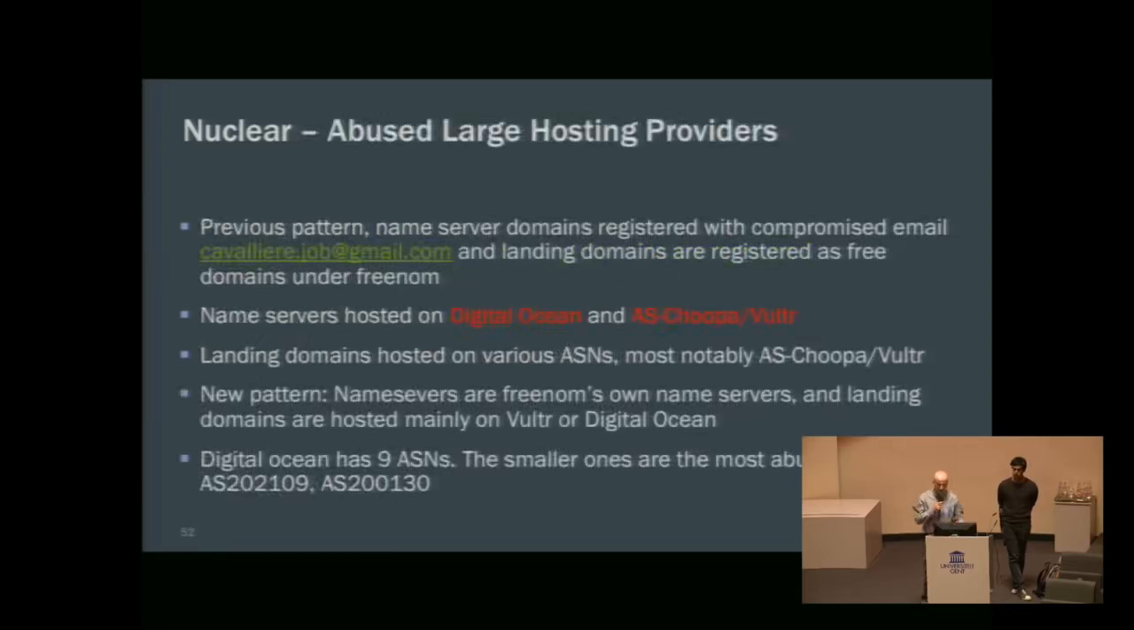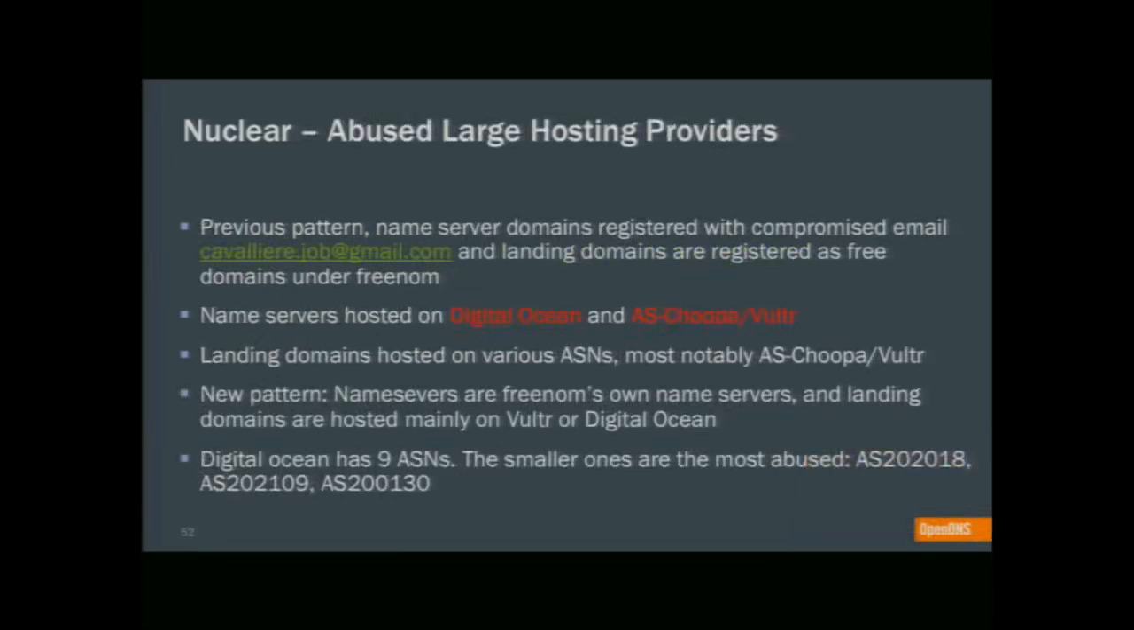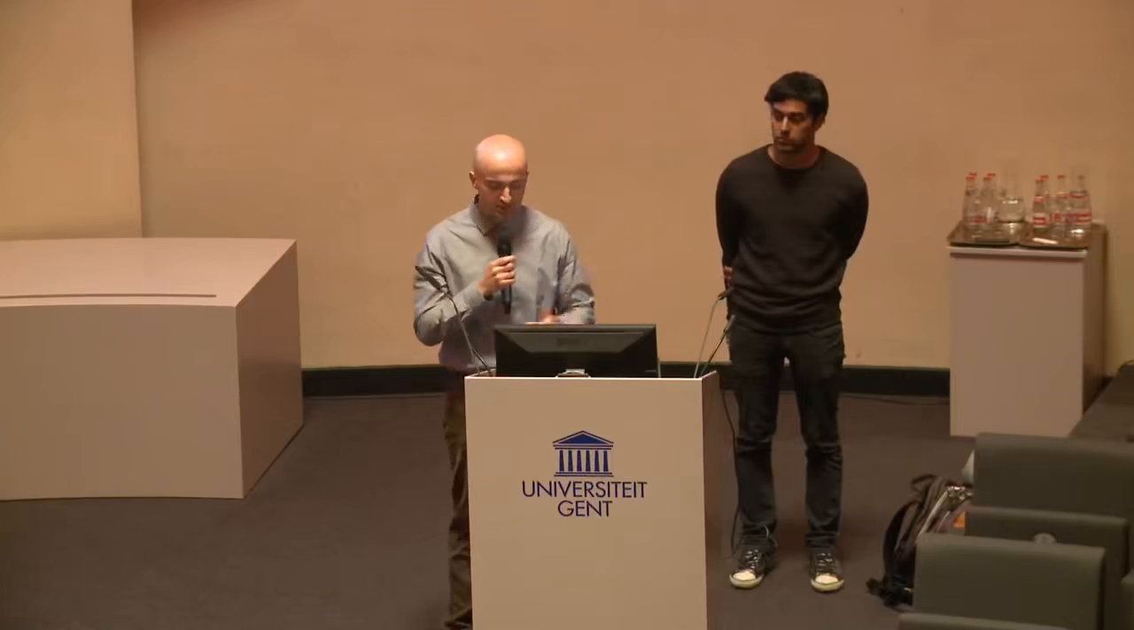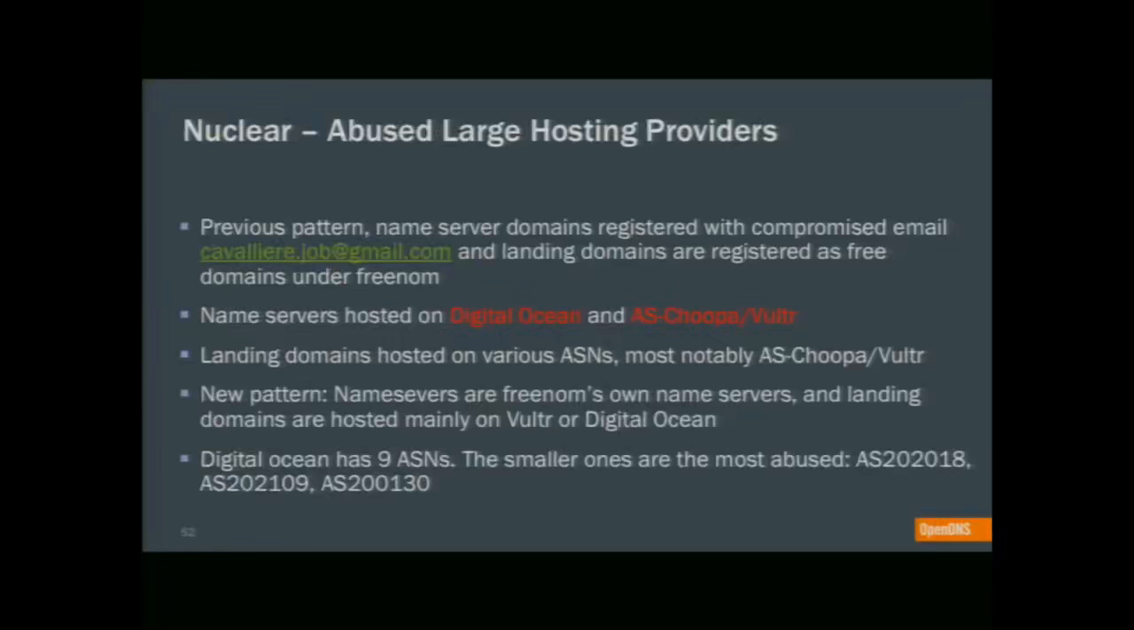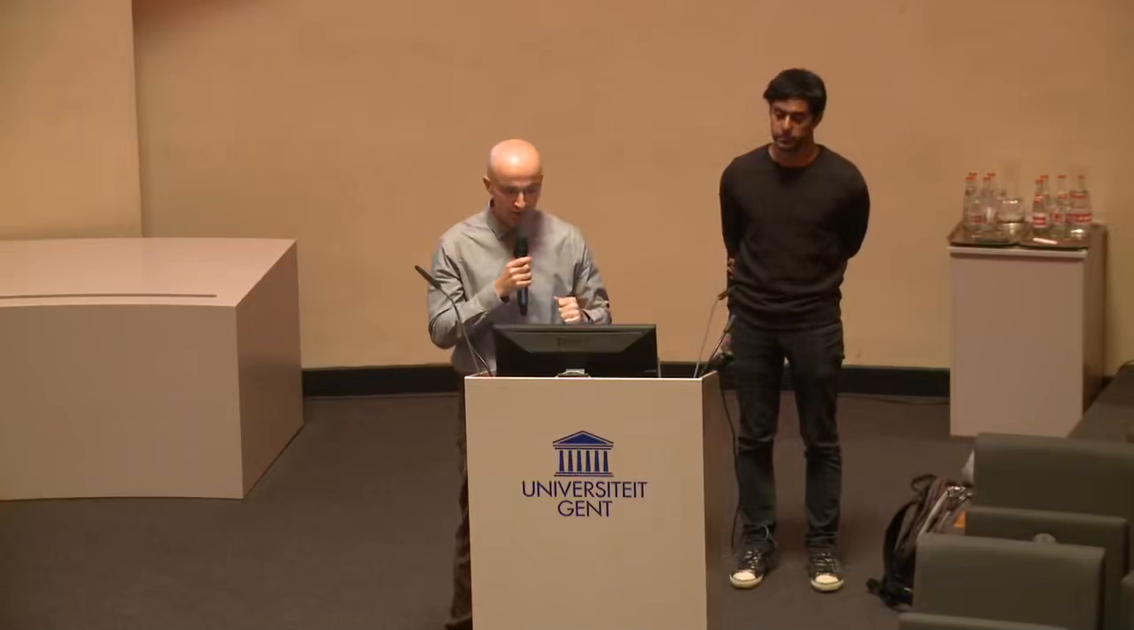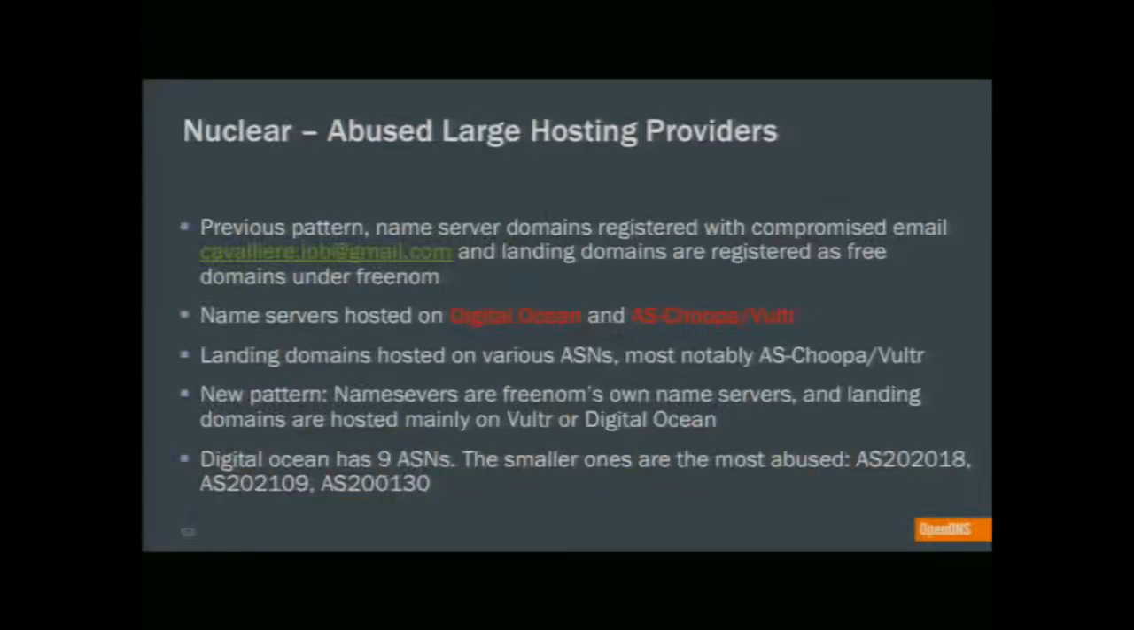Now, the interesting thing is that the previous pattern we observed with Nuclear from a hosting infrastructure is that at some point early in February, there was a massive amount of domains registered from the Freenom registrar, and they were all free domains using ccTLDs like GA, TK, and a few other African countries. But they had nothing to do with Africa. They were all purposed for exploit kit domains. The interesting thing is that the name servers were registered using a compromised email, cavalierjob@gmail.com, and the name servers were hosted on DigitalOcean and AS Vultr. I'll explain what that AS Vultr is.